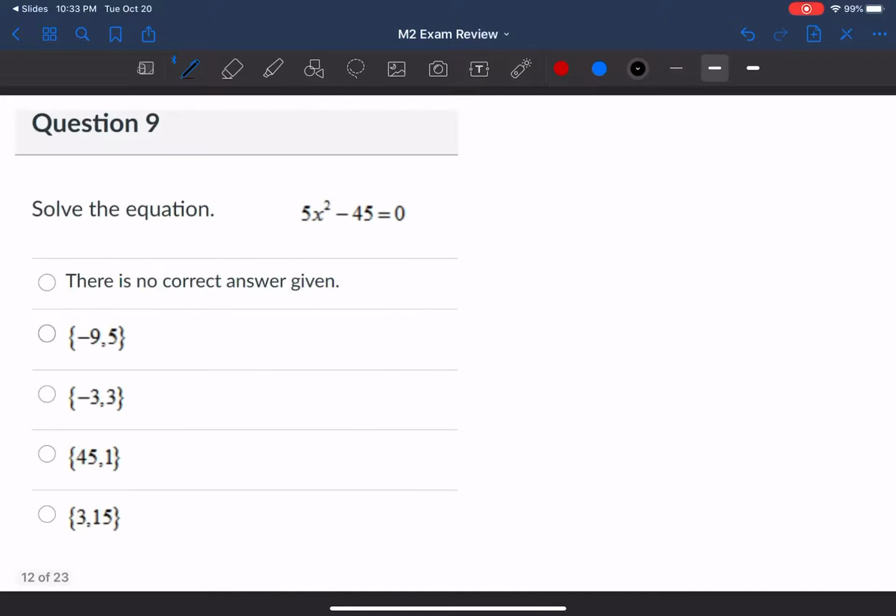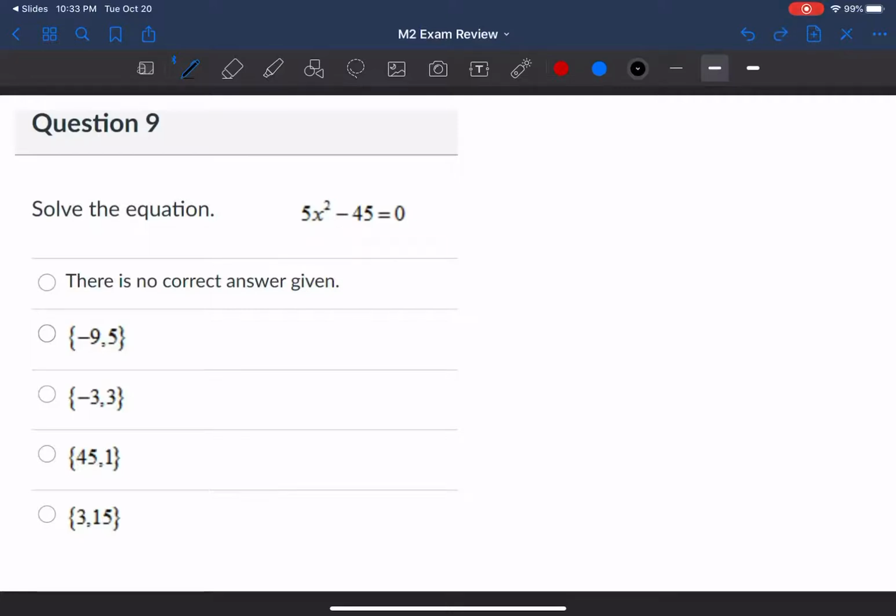Question number 9. Solve the equations. Remember, when you have two terms, you either factor using GCF, or you can take the square root. So let's look at it. 5x squared minus 45. What can I do there?